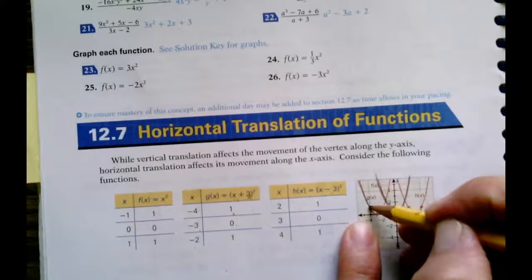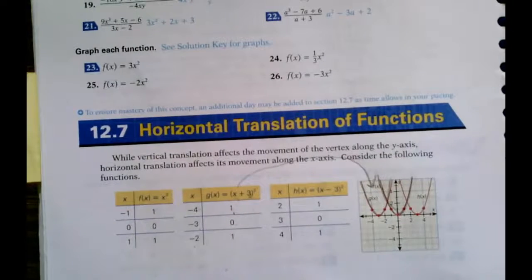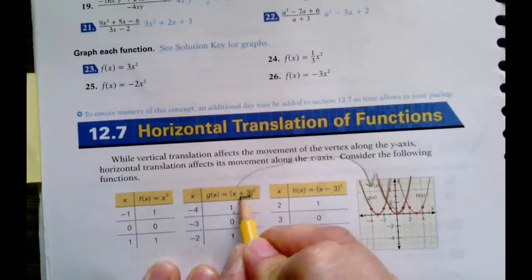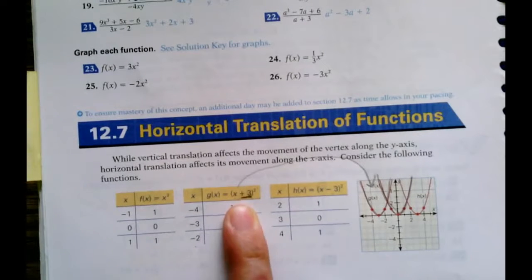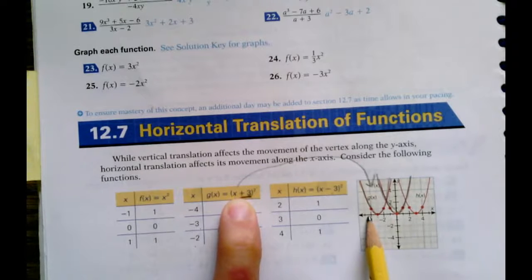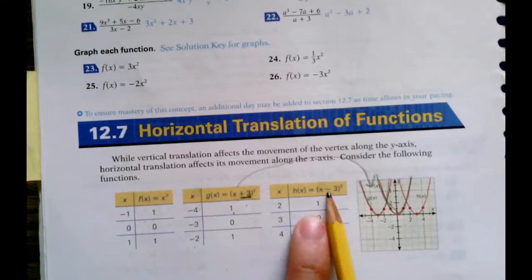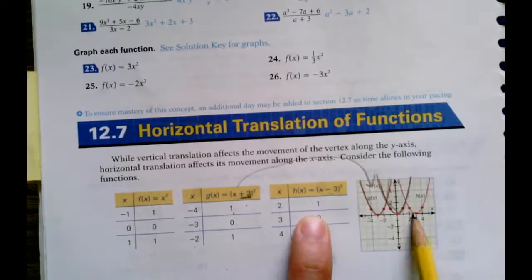This here, g of x, is that graph. Notice that when I add 3 inside, when I add 3 before I perform the function, I'm actually going to the left 3, which is counterintuitive, so we want to remember that. I'm going to the left 3, but when I subtract 3, I go to the right 3.